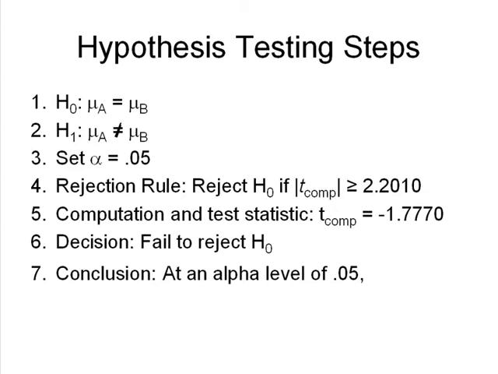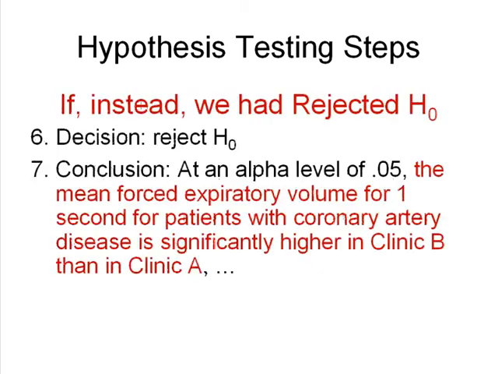Now, the next part of the conclusion does differ by whether we reject or fail to reject. Let's assume that we had rejected H0. We don't, but I just want to do this as an example. So if we had rejected H0, our decision would have been reject H0, and our conclusion would be at an alpha level of 0.05, the mean forced expiratory volume for 1 second for patients with coronary artery disease is significantly higher in Clinic B than in Clinic A. But how would we know B than A?